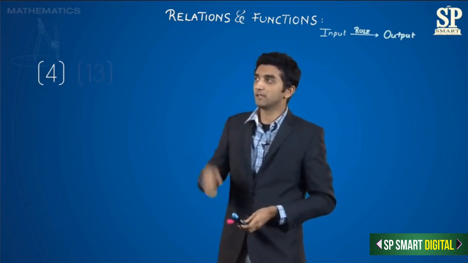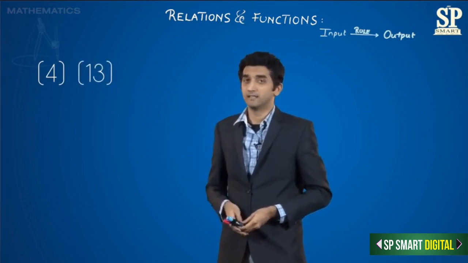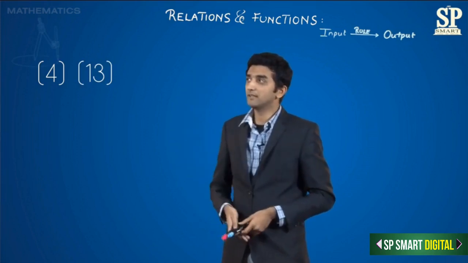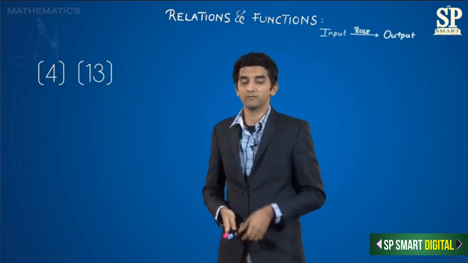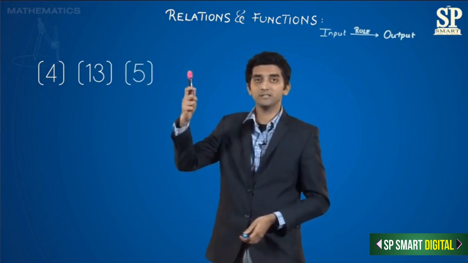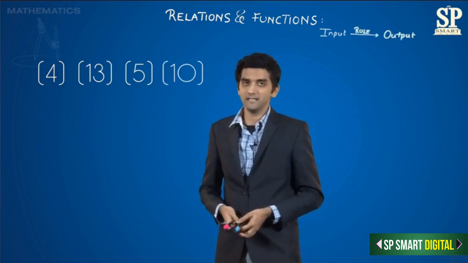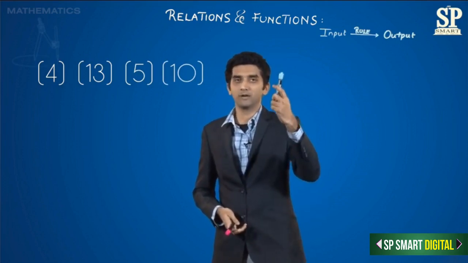Now the next number that pops up here is 13. That indeed is an odd number, so I'll pick up this marker. The next number that we see over here is 5. Again an odd number, so I'll pick up this particular marker. Now the next number is 10, and that is an even number, so I'll pick up the blue marker.